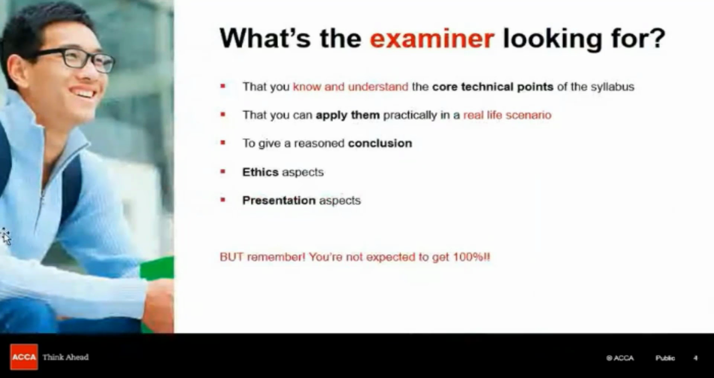What's the examiner looking for? All examiners in all tax papers, in all qualifications, are looking for this: that you know and understand the core technical points of the syllabus, and you can apply them to a real-life scenario. He's only interested, in any question, in those core technical points that are relevant to the scenario. So one of the things we're going to talk about is brain dumping. If you put down everything you know on the area, you won't get the marks and you'll waste time. So you've got to focus the core technical points you're writing down on the ones that are relevant to the scenario. And often he wants a reasoned conclusion.